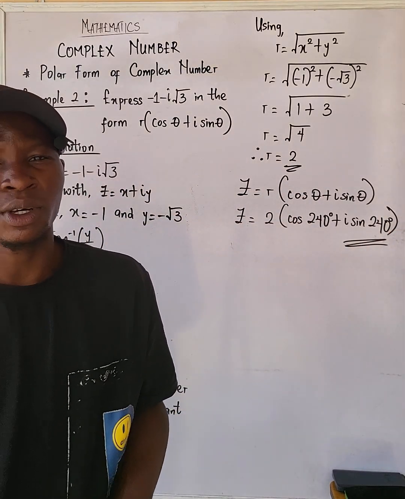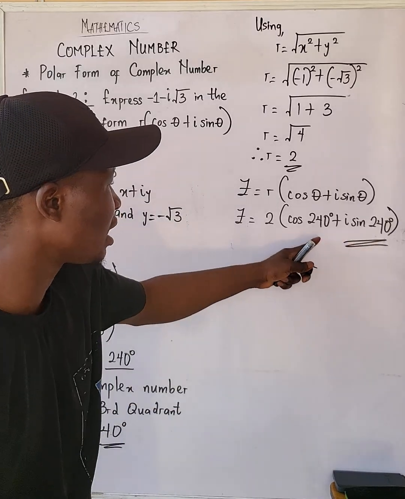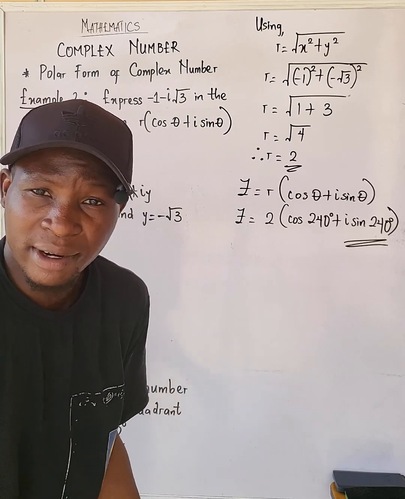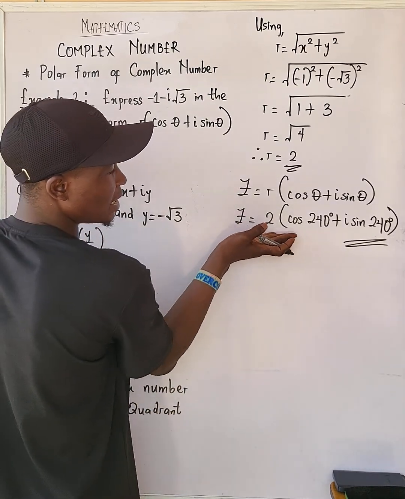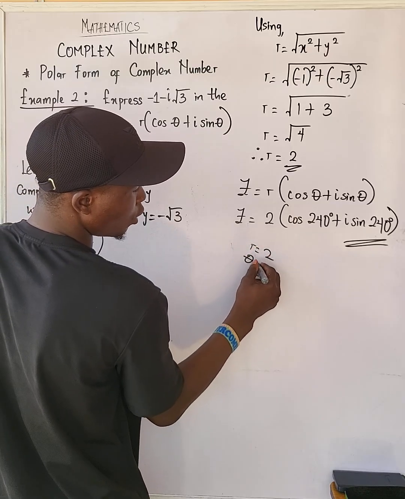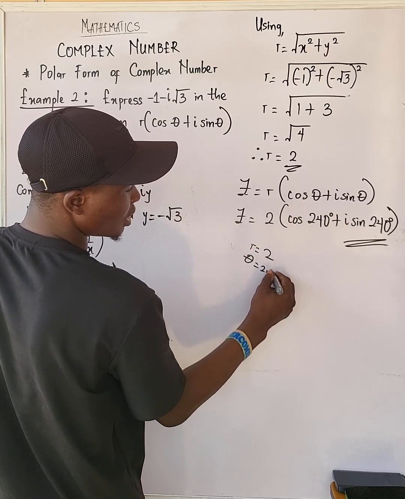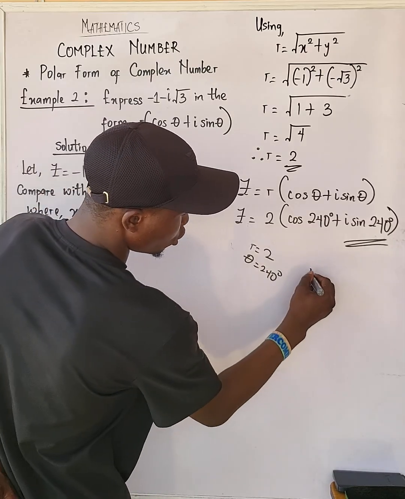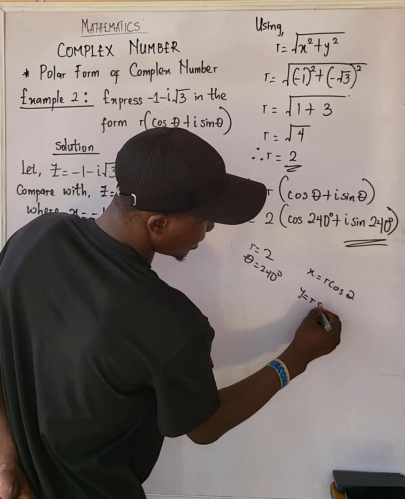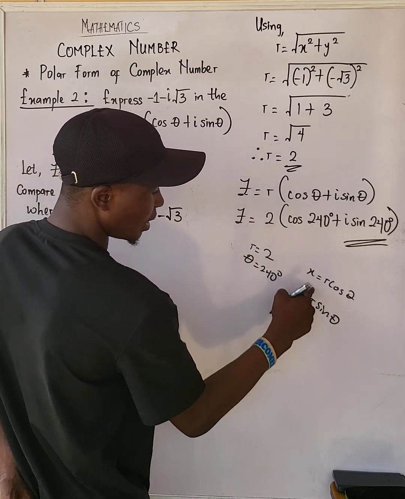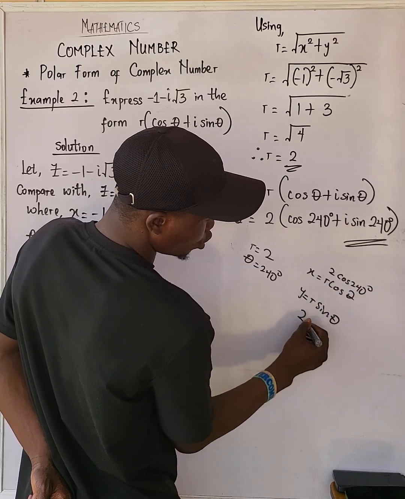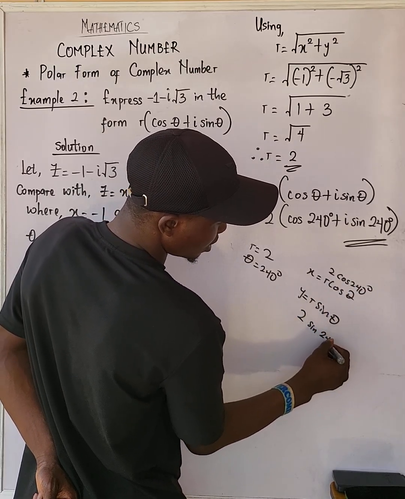Do you understand? So if you are given a number in polar form and you are told to convert it back to Cartesian form, it is also very, very simple. You compare this equation with this equation. When you compare it, what will be your r? 2. What will be your theta? 240 degrees. What are the two equations you use? You use x equals r cos theta and y equals r sin theta, right? So what's our x? That will be 2 cos 240 degrees, and here will be 2 sin 240 degrees.